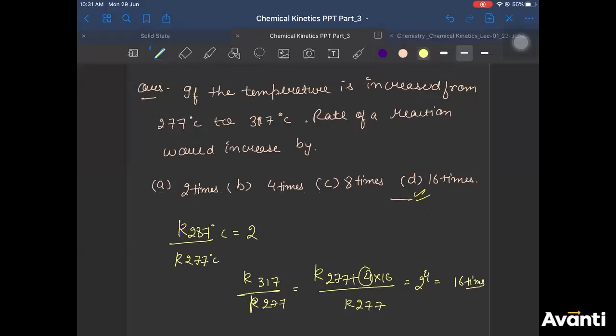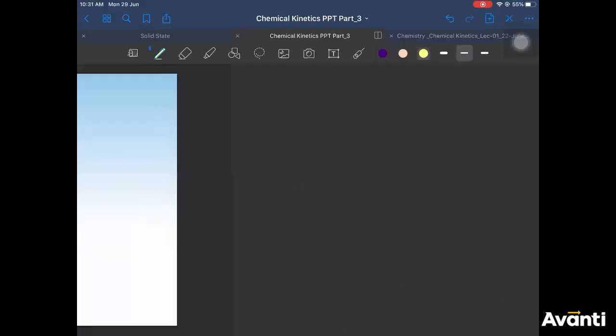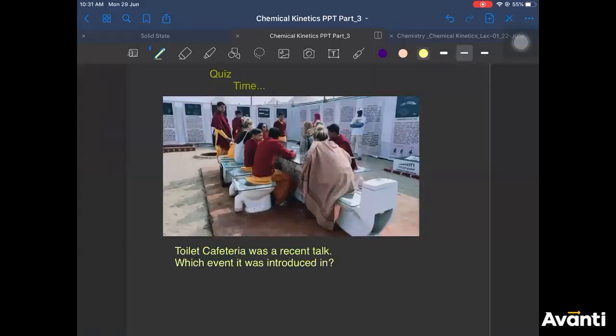Right? Let us quickly move towards our today's quiz. This is an important and interesting one. This is a concept recently introduced. If you observe this carefully, I'll come back to the solution if you have any doubt. The concept of this cafeteria was recently in the talk, like it was the talk of the town or the country. Which event was it introduced in, and why is it important?